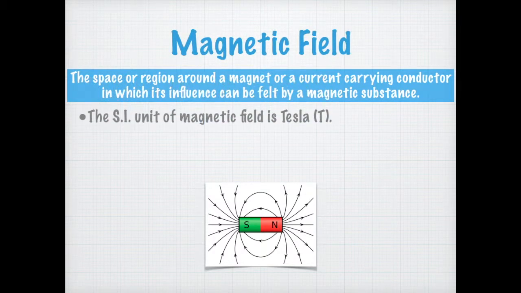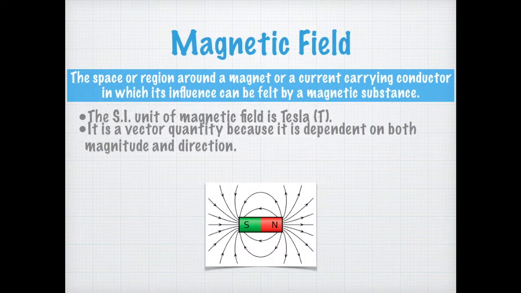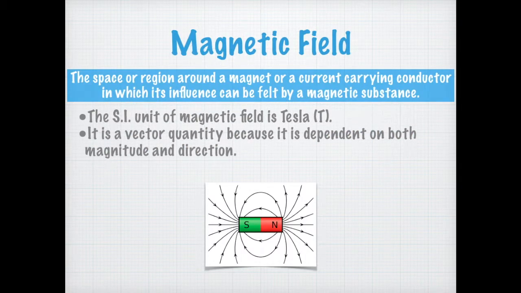The SI unit of magnetic field is Tesla. Yes, we can measure magnetic field. And magnetic field is a vector quantity because it is dependent on both magnitude and direction. If you don't know what a vector quantity is, it is a quantity that is dependent on both magnitude and direction, not only magnitude. So the value varies from direction to direction, and it can also be negative.